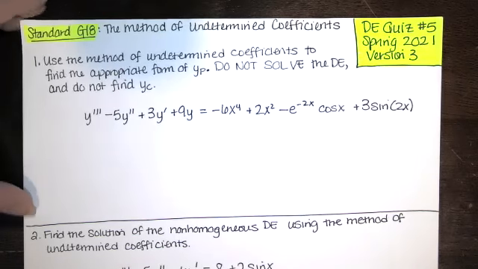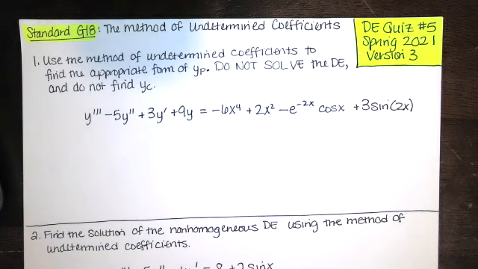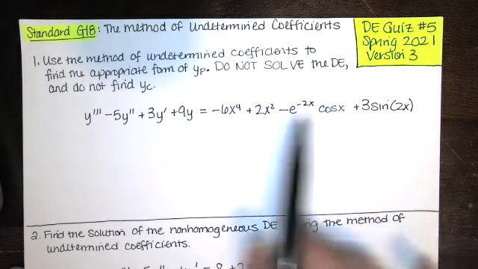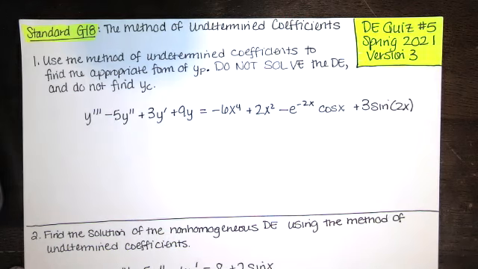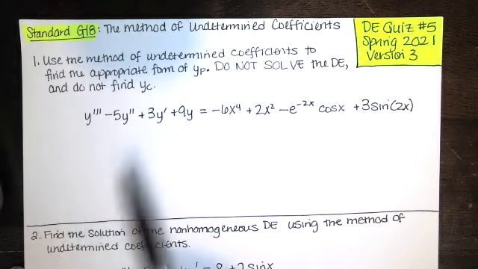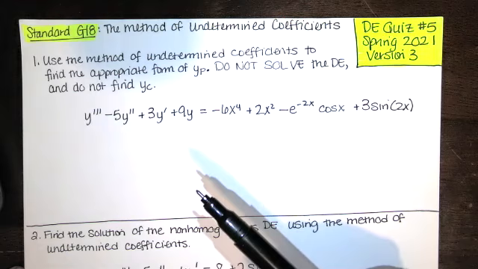In this video, we solved problems 1 and 2 from the differential equations quiz number 5 from the spring 2021 semester. There were 3 versions of this quiz, and these are the problems that appeared on version 3. Problems 1 and 2 cover the method of undetermined coefficients.